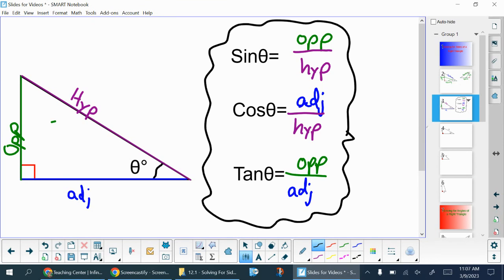We've got to know what those things mean. They are not anything specifically deep to understand. That's just the definition of sine. It is the opposite divided by the hypotenuse. You just got to know what it means.